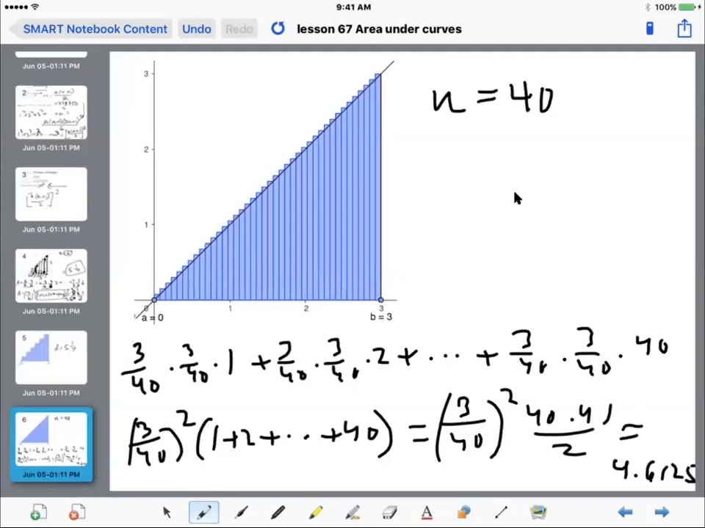And that is the correct answer. Notice how it became almost the same expression. The only difference was that this number here was not a 6, it was a 40. And this number here was not a 6, it was a 40. And this was not a 6 and a 7, but a 40 and a 41.